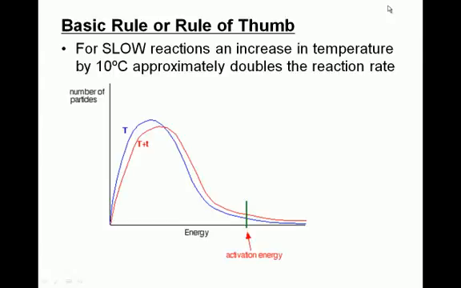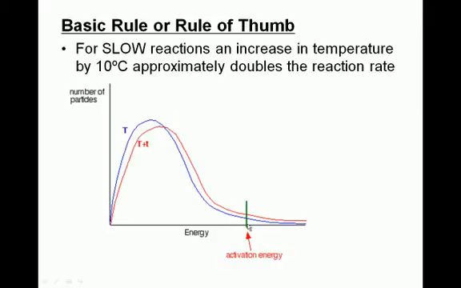What chemists and scientists have come up with is a basic rule that says for slow reactions, and we need to emphasize slow, an increase in temperature by 10 degrees approximately doubles the reaction rate. So here we have two different samples, the blue one and then the red one, and the red one is a sample which is about 10 degrees warmer. And so the reaction rate doubles.